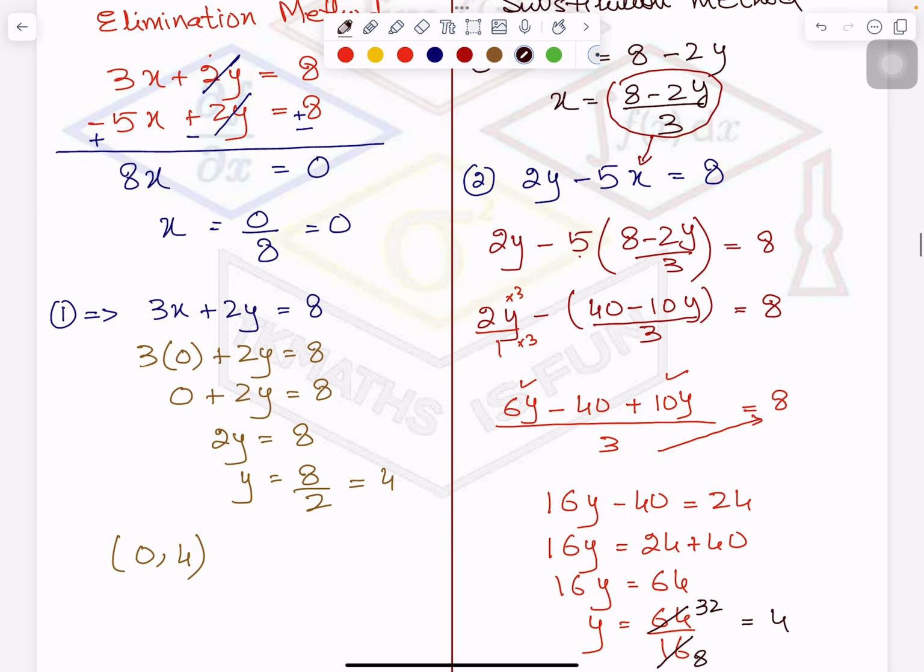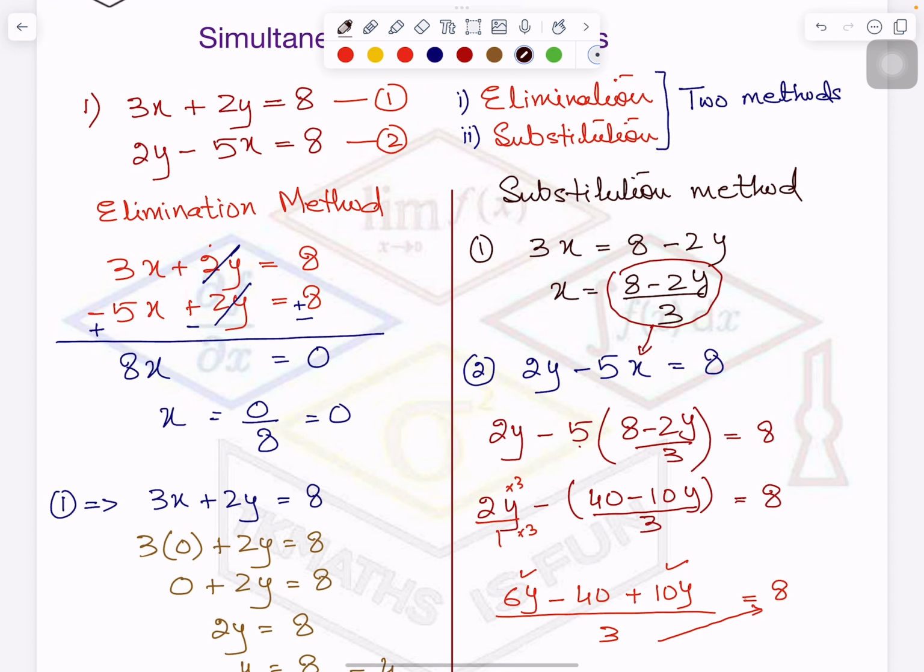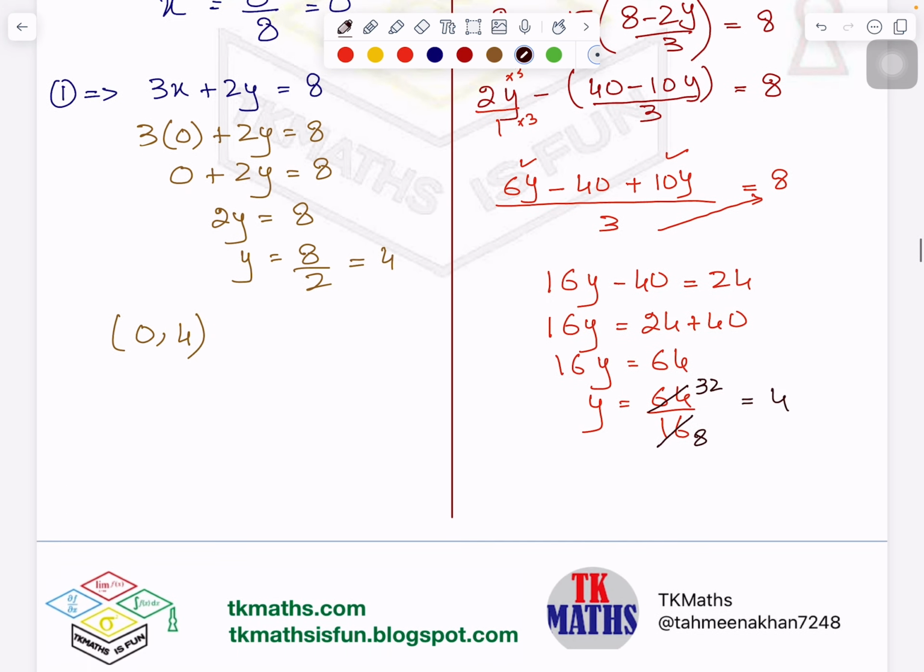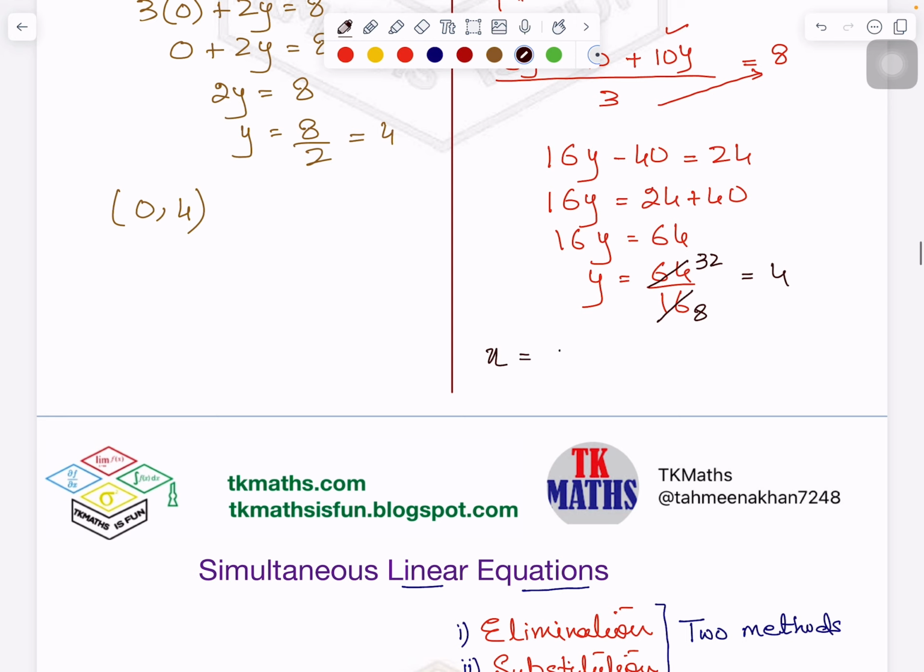Now I have to get the value of x also. Again it is your choice. You can plug in this value of y in equation 1, equation 2, or in this equation. I'm going to substitute it in this one. So it is 8 minus 2y divided by 3. In place of y, I will plug in this value of y, which is 4. So x equals 8 minus 2 times 4 divided by 3. So what will it be? 0, because 8 minus 8 is 0. I got exactly the same answer as I should have, so I have gotten it correctly.